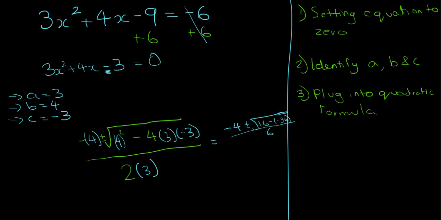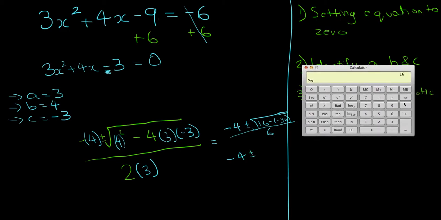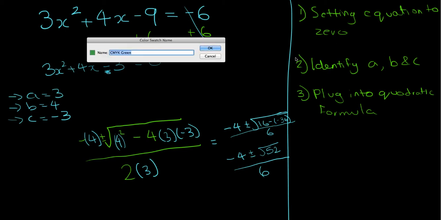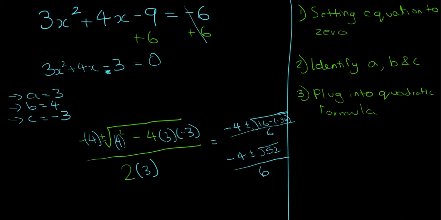Okay, so we've got this far. Now let's take the simplifying process another step further. So negative 4 plus or minus 16 plus, because it's minus 36, is going to be 52. Square root of 52 over 6. Now this looks like a final answer, but we can actually simplify it a lot further. So I'm just going to write our final step here, which is going to be simplify.